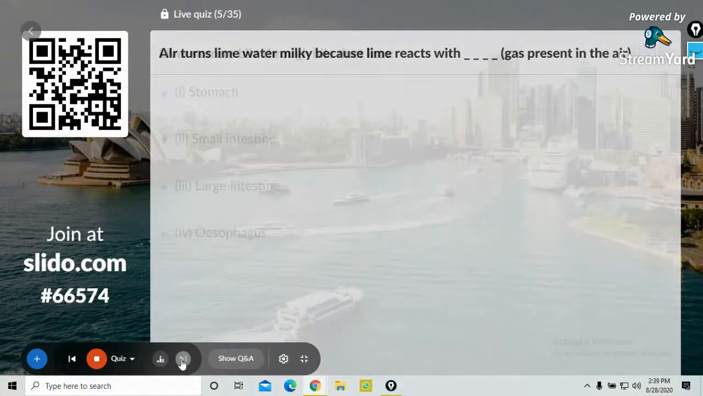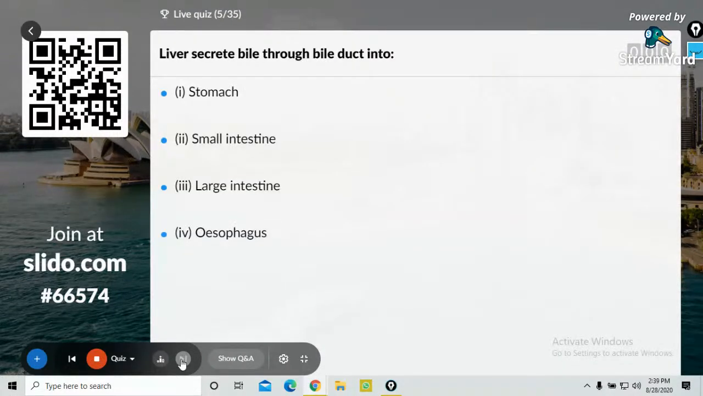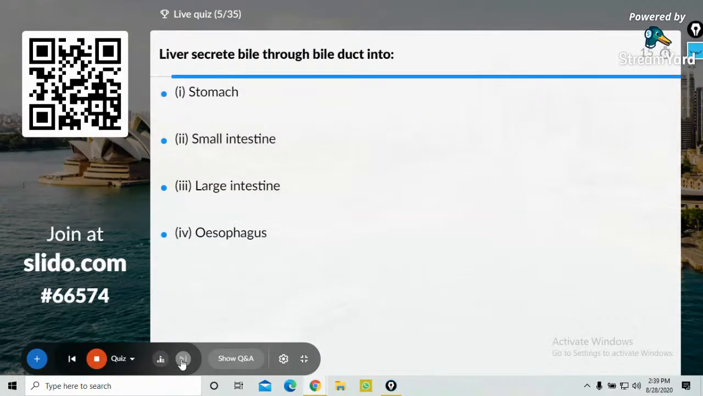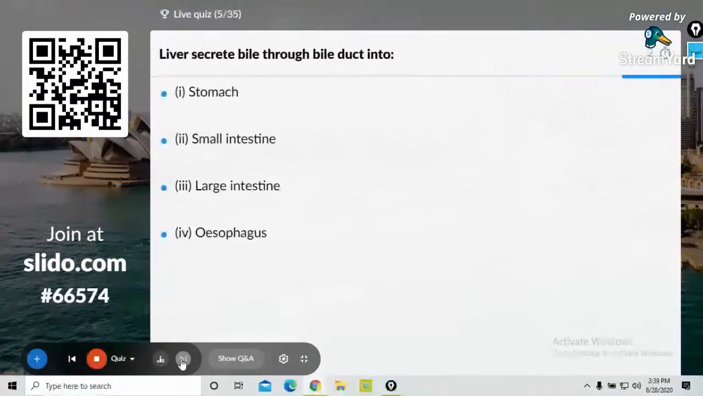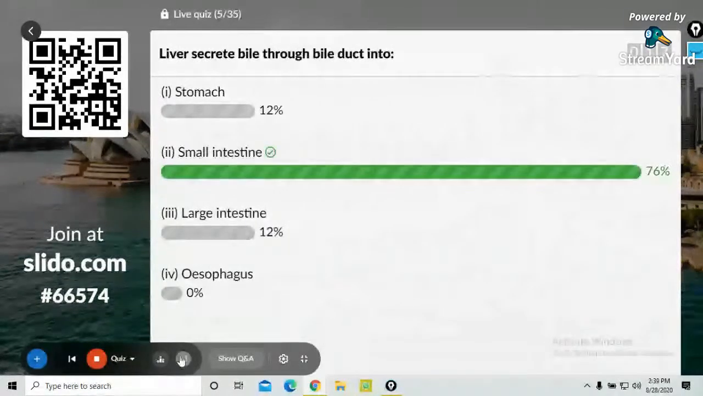Next question on the screen. Liver secretes bile through bile duct into stomach, small intestine, large intestine, esophagus. Guys, today's quiz comprises all the easy questions, the basic level questions, and I hope my 10th standard students would do it well. Let's see the majority answer on the screen. Guys, it is small intestine. Next question on the screen.